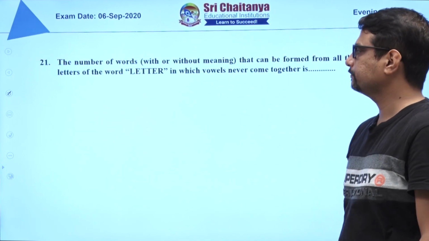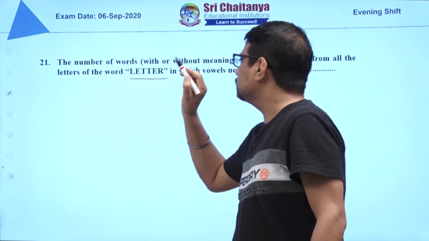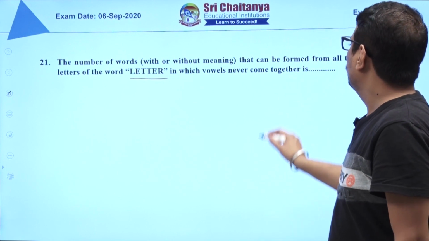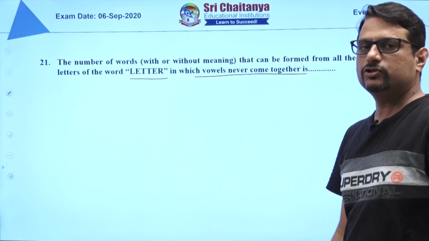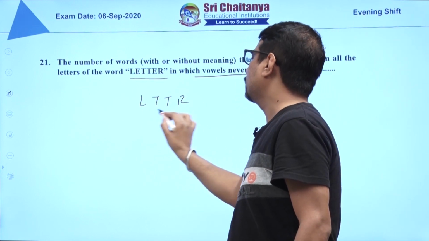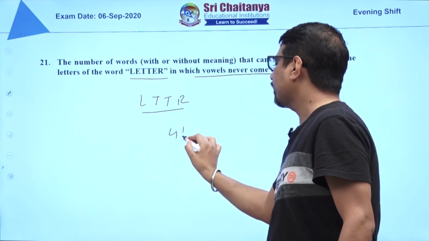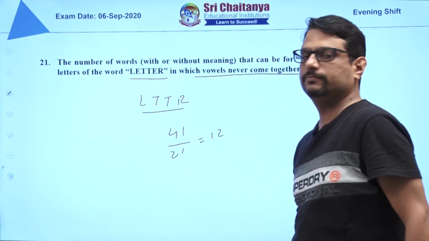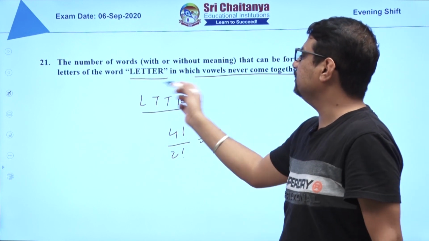Next, P and C, some interesting chapter it is. Letter. So here what you have to do, vowels never come together. Vowels should not come together. So what we will do, we will write L, T, T, R, arrange them. So L, T, T, R, how many ways can you arrange? 4 factorial by 2 factorial, which is nothing but 12 ways, because 2 T's are same, so divided by 2 factorial. Now you place E's.